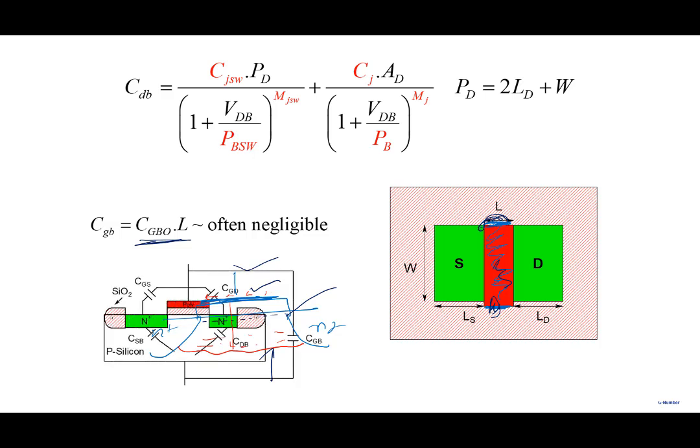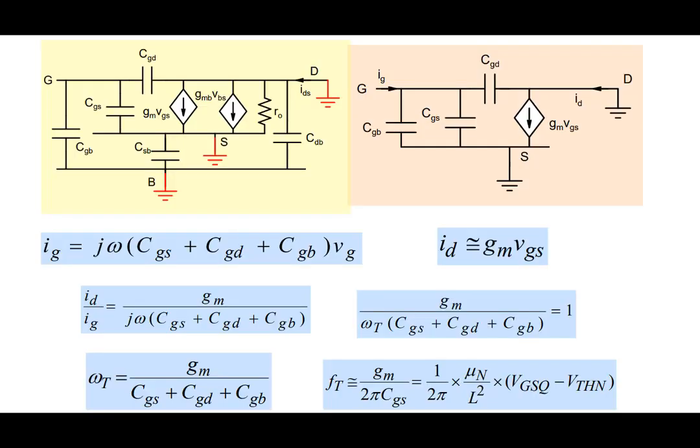Okay, so we have all the capacitors and potentially we can calculate all of them if we have all the dimensions here. So this is the final small signal model, if you want to look at it. The small signal model is over here. I hope you can recognize all the elements that are there.